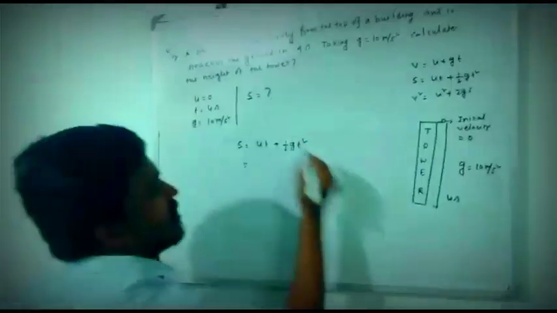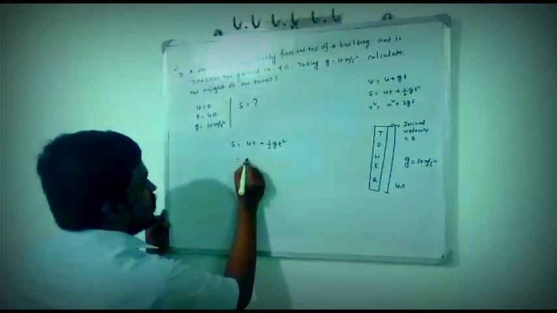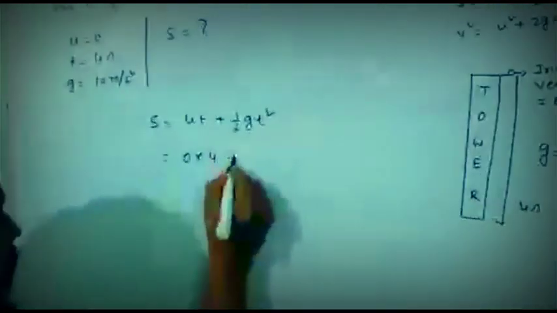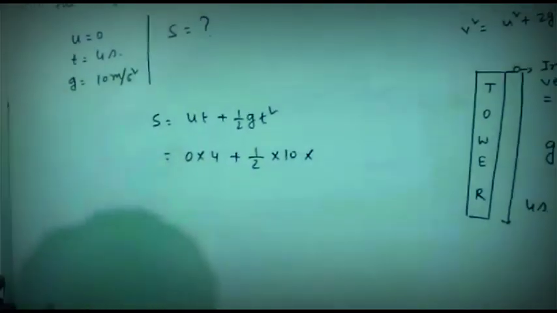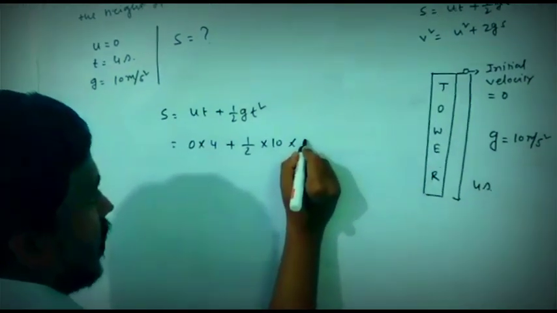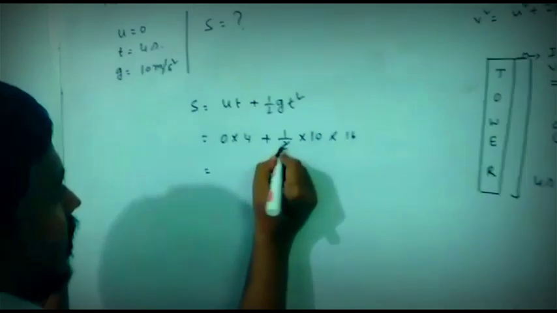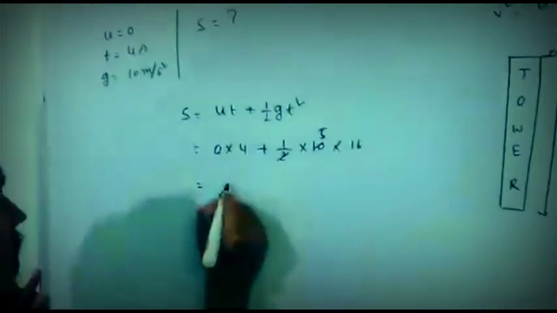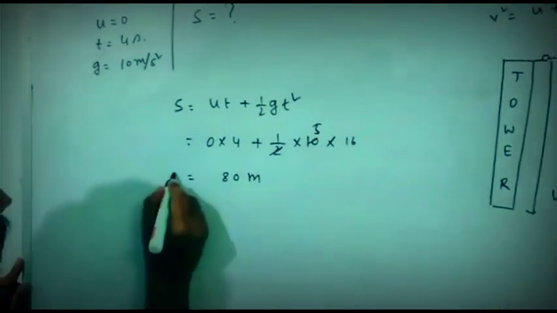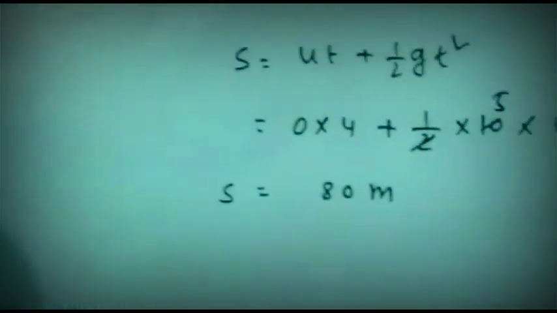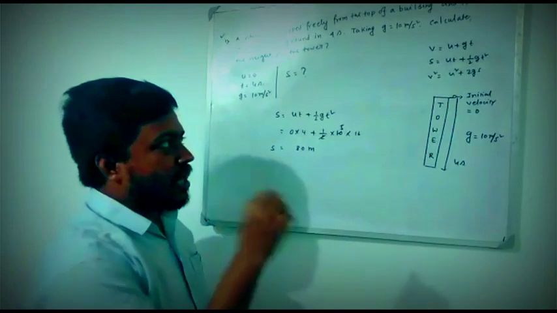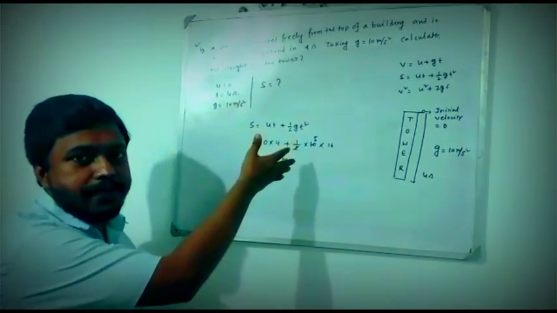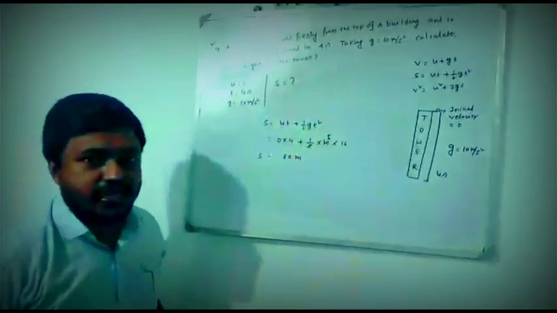According to our situation, the initial velocity is 0. So s equal to 0 into 4 plus half into 10 into 4 square. 4 square means 16. So finally, 5 into 16 means 80 meter, and this is our answer. I think this numerical can clear your concept. Now it is better you take one snapshot, then I will proceed to the second numerical.